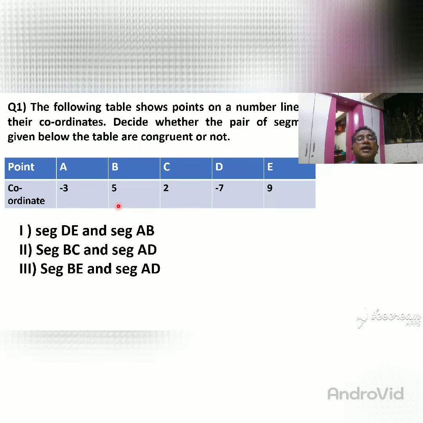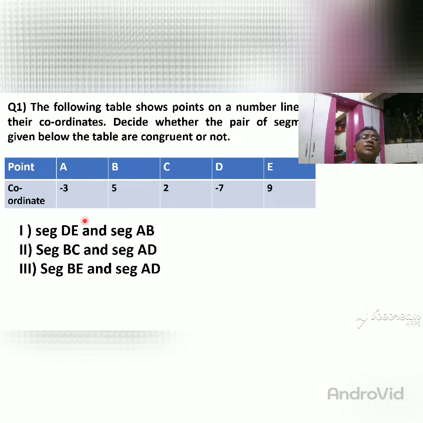So see, segment BC, B coordinate is 5, C coordinate is 2. Compare 5 and 2. Which is greater? 5 is greater. The greater number, subtract the smaller number. So 5 minus 2, what do you get? 3. So segment BC is equal to 3.